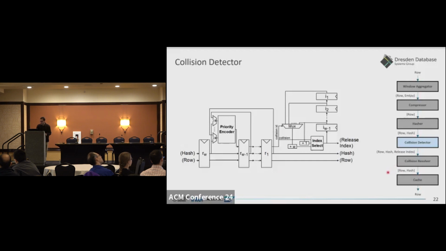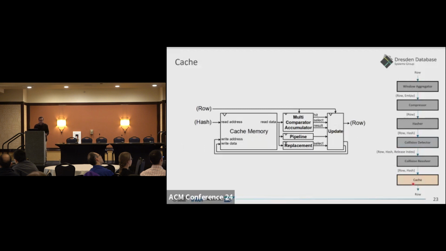It just enforces the release indices. And then we get to the cache, which, thanks to all of these pre-processing stages that I just explained, is also quite simple to implement. You just have the cache memory, you index into it using the hash of the key, and then you perform your updates and finally update the cache memory. So the design is now quite simple thanks to these pre-processing stages.